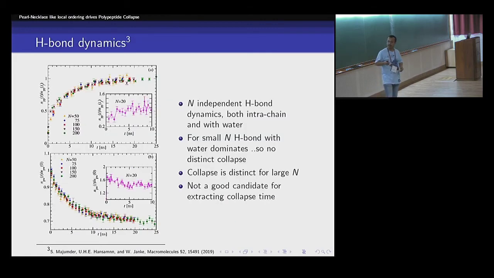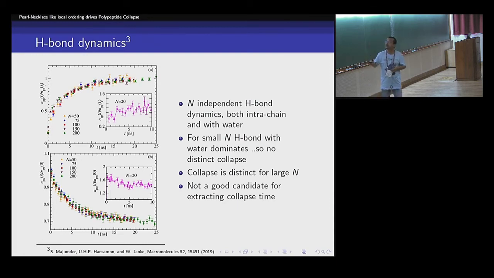So the next thing we immediately looked at, since the hydrogen bonds are really important here, was the dynamics of the hydrogen bonds during this collapse. Now we have to think that we are doing our simulations in water. So there are two kinds of hydrogen bonds. One is the hydrogen bonds between the polypeptide and the water, and the other is the interchain hydrogen bonds between the oxygen atoms of the polypeptide chain itself.